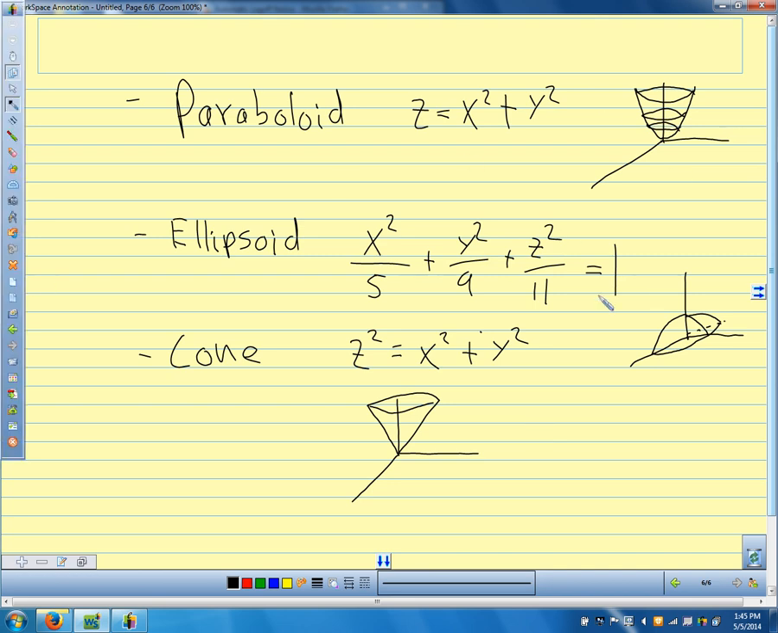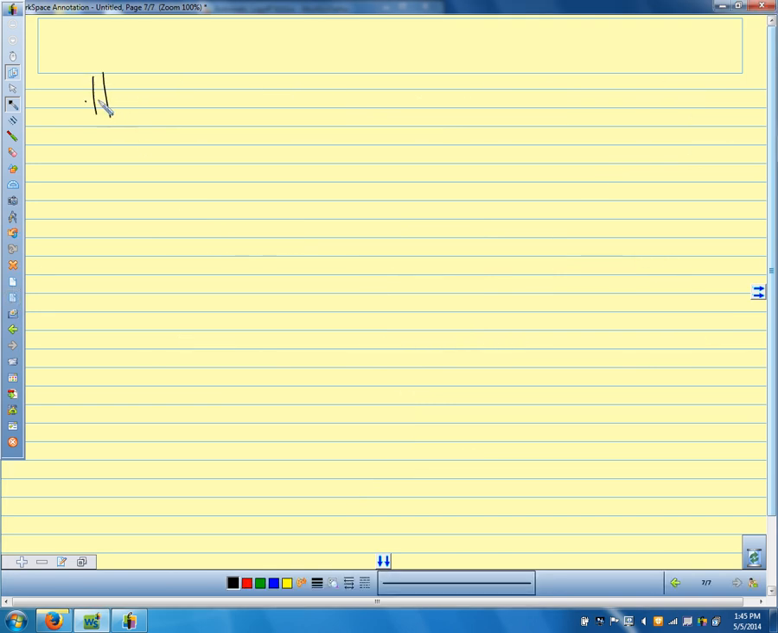All right, I love visualizing things in 3 dimensions. 3 dimensions is so much more fun than 2 dimensions. All right. There was one of the first shirts for Calc 3 that said 2 dimensions is for squares.